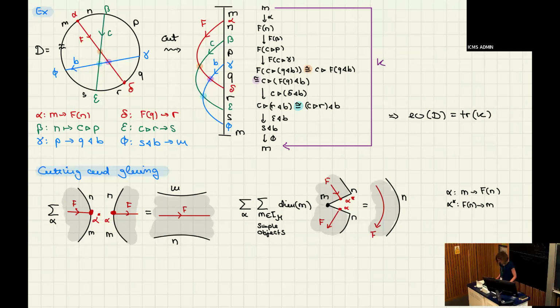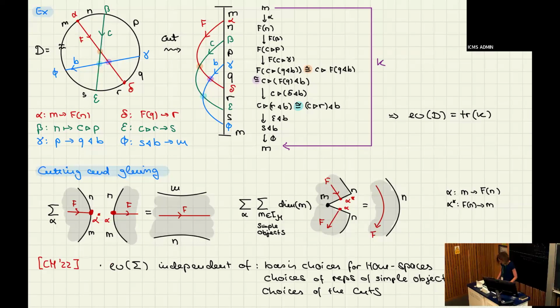So yeah. And in this older work, I've shown that this evaluation is independent of all the things that you're choosing here, like the basis of the Hom spaces, the choices of representatives of the simple objects, for example, here, sum over representatives. And also, and this is of course the most difficult, to show that it doesn't depend on how you cut the surface. So in principle, this formalism gives one a way to evaluate such a trisection surface. Up to two minor details.